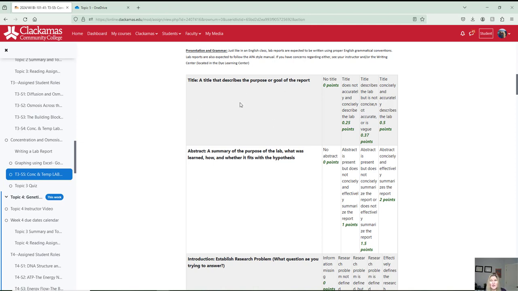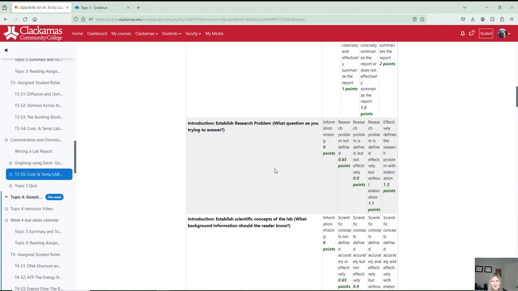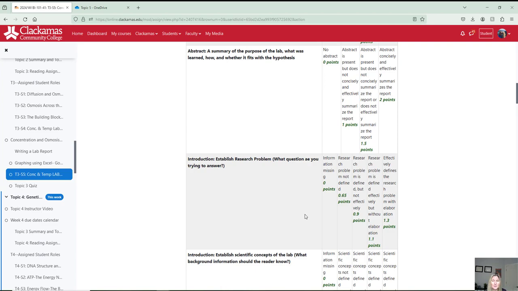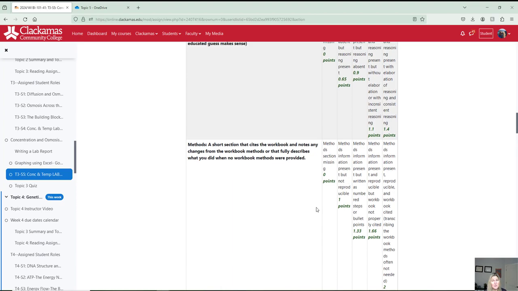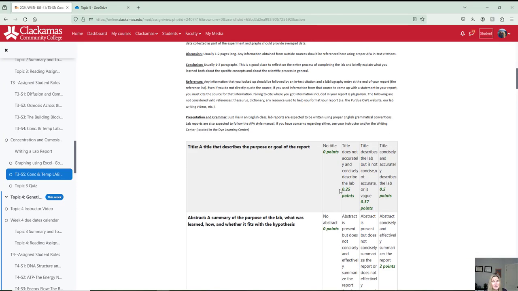Okay, so for example, a lot of students forget to include a title or their introduction is missing the hypothesis or something like that. So do take the time to go through and grade your paper against this rubric before you submit, because this is the same rubric I'm going to be using to grade your paper. So if you forgot to include a title, well, there it is, no points. Okay, so do grade your paper prior to submitting it so that you don't leave anything out.